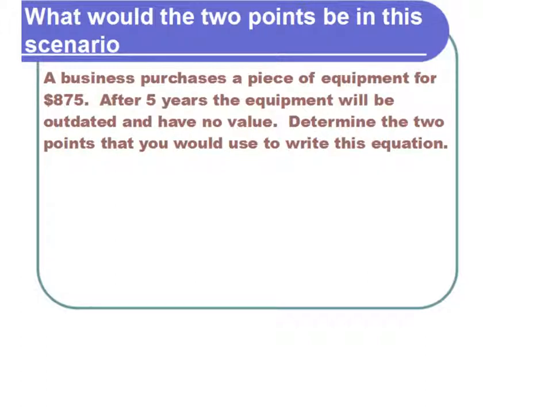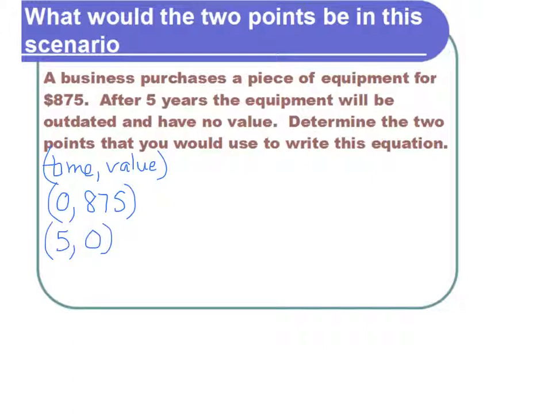So, my 2 points. The things that I have going on are time and the value. So, I'm going to do time, value as my ordered pair. So my 2 points are when I originally bought it, so at time 0, the value was $875. 5 years later, it had no value, so I'd have an ordered pair of (5, 0). So there's my 2 points. Let's go write the equation.